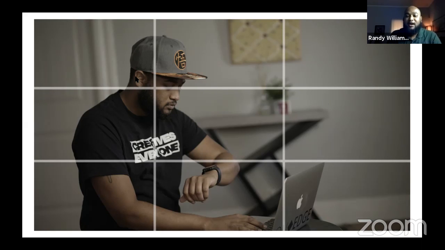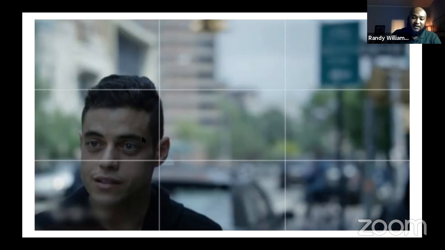So an example of bad composition will be this. You see how he's looking off to camera left and all this dead space is here? That's visually unpleasing. It feels like I'm being suffocated in this image.